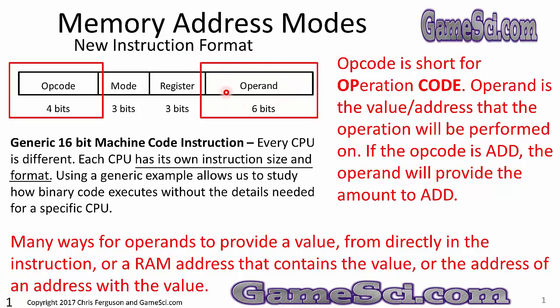How do we access the operand? Sometimes the data is directly in the operand. Sometimes the operand contains an address out in RAM where we can fetch or retrieve the operand from.